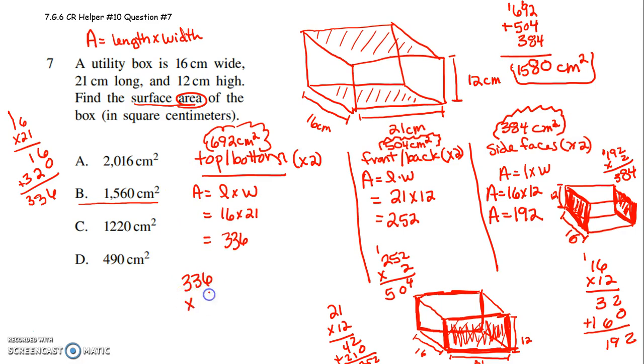336 times 2. 6 times 2 is 12. 3 times 2 is 6, and 1 is 7. 3 times 2 is 6. So this shouldn't have been 692. This should have been 672. So over here, this shouldn't have said 692. This should have said 672.